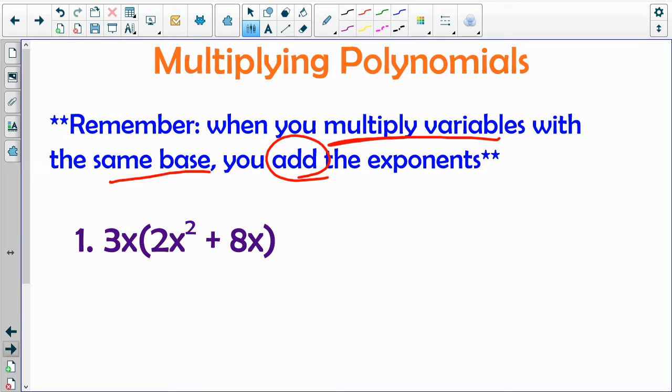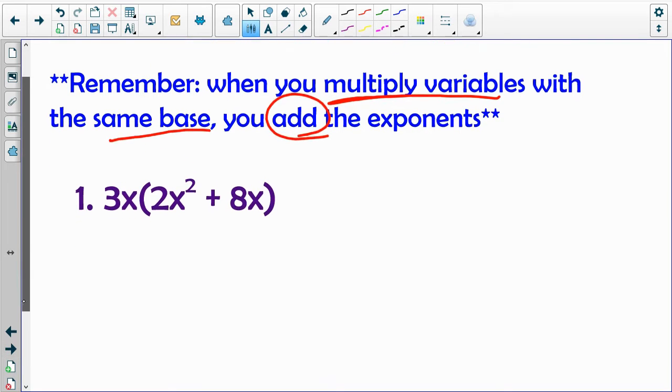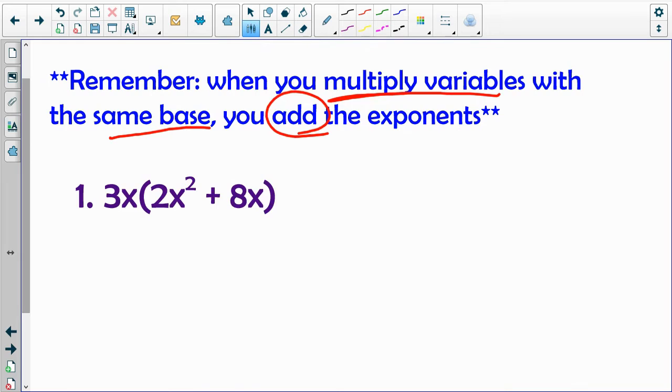So will you write down this first one for me? 3x times 2x squared plus 8x. So if you just have one monomial in front of a parenthesis, it just wants you to distribute that in. Now sometimes they put it on the other side. If the 3x is over here, it's the same thing. It just wants you to multiply it in. I'm not sure why they do that, but just to show you that it's the same. We just take it one at a time and multiply them.